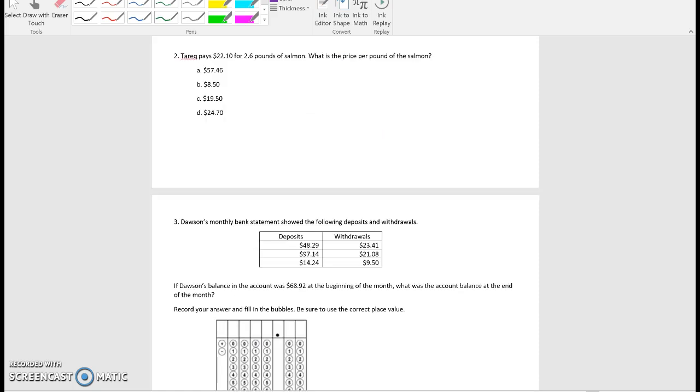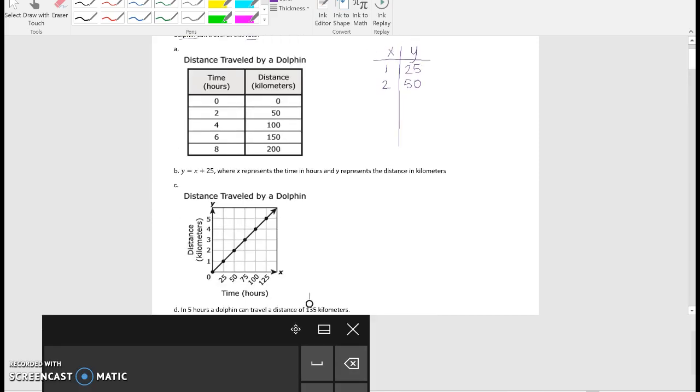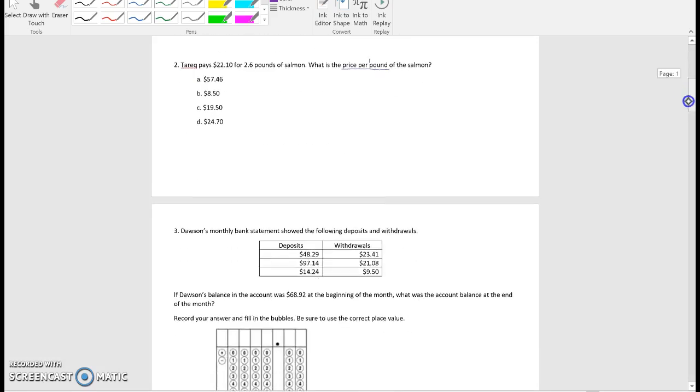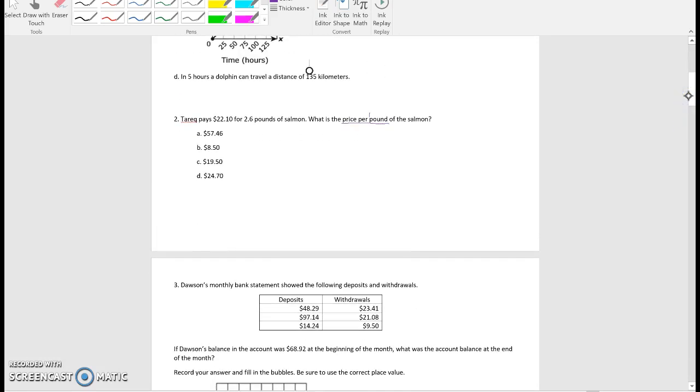Okay, number 2. Tarek pays $22.10 for 2.6 pounds of salmon. What is the price per pound of salmon? So price per pound. We're looking for the price of how many pounds? Per 1 pound, right? Oops, sorry. And they tell us that it's $22.10 for 2.6 pounds. Price per pound.